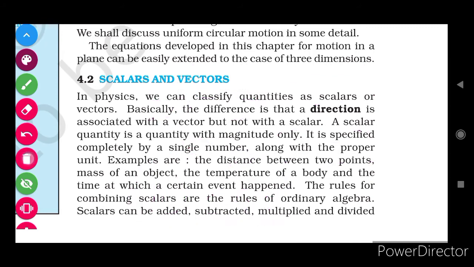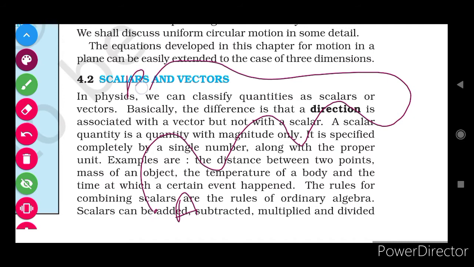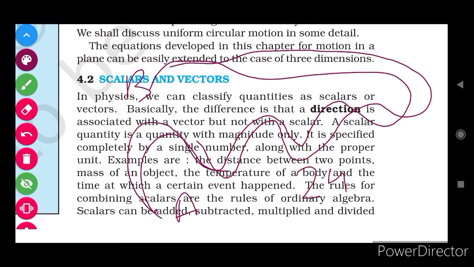An even better example would be if a person travels in this way from A to B. If I ask what is the total distance traveled, suppose I measure this distance and it comes out to 25 meters. So this is the distance. This is a scalar quantity.